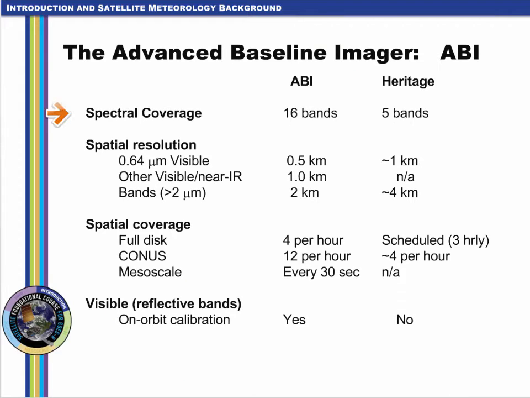The ABI allows more bands, finer spatial resolution, faster refresh rates, and on-orbit calibration of all bands. This is a tabular representation of that data. What does on-orbit calibration mean for reflective bands? That means that GOES East visible and GOES West visible will look similar on GOES-R and S. That's unlike present-day GOES 13 and GOES 15. Visible imagery from those two satellites is noticeably different.